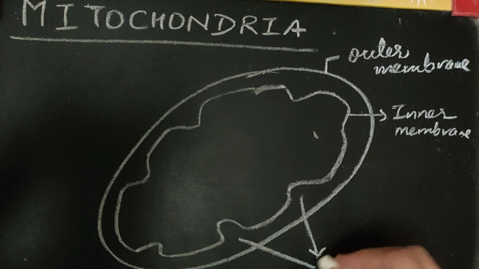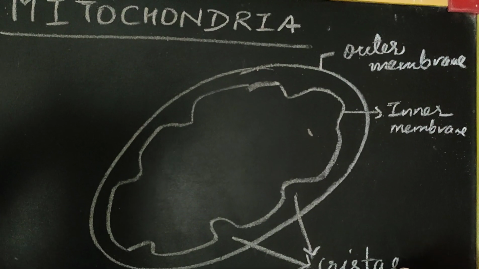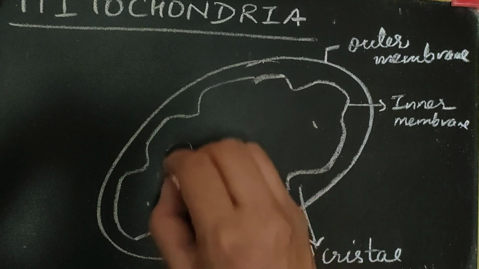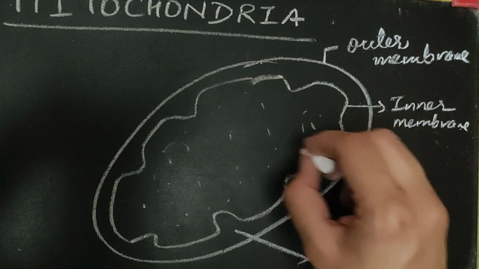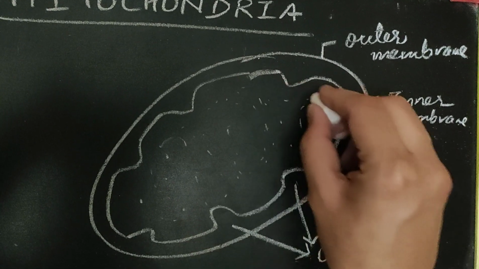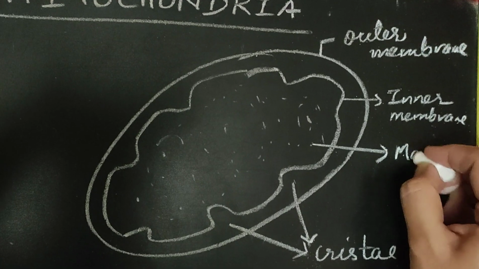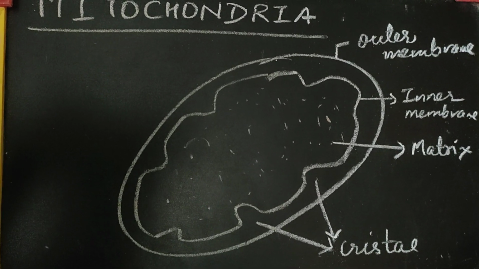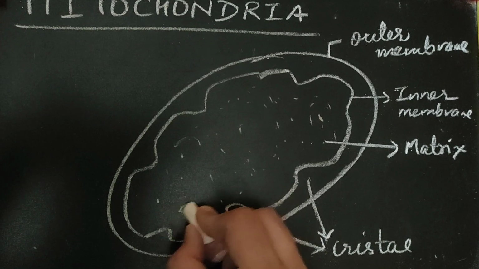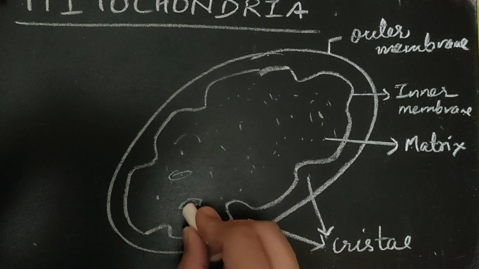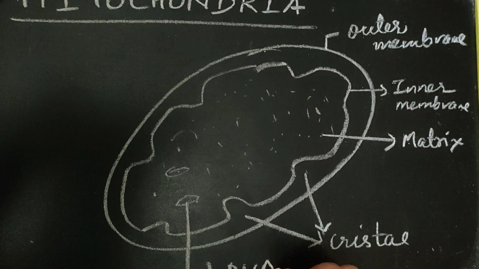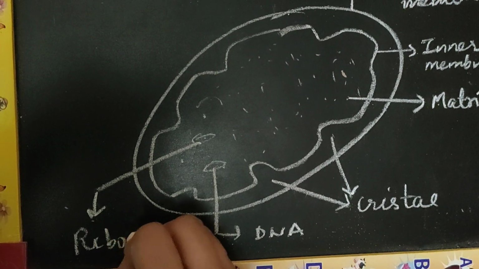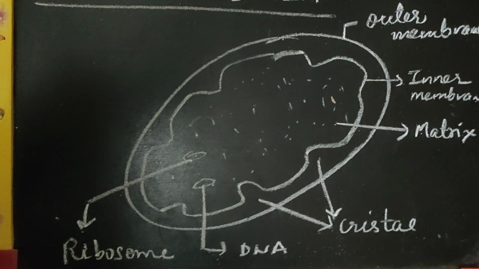these finger-like projections are known as cristae. That is the plural form. Singular we call them as crista. The liquid present inside the mitochondria is known as matrix. And it also contains DNA, and ribosomes. Ribosomes are the protein factories which help in protein synthesis.